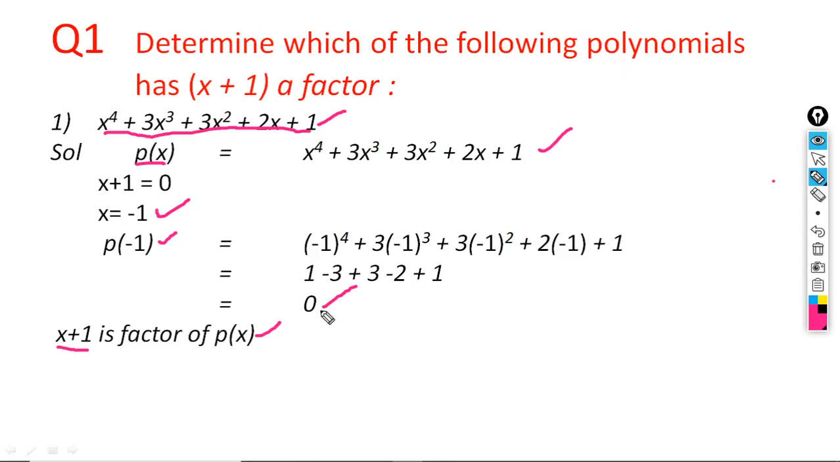So this is the process which we follow for checking factors. The only thing you have to check is the remainder and the remainder should be 0. Let us discuss a few more word problems.